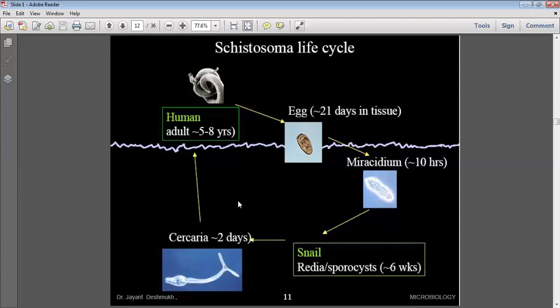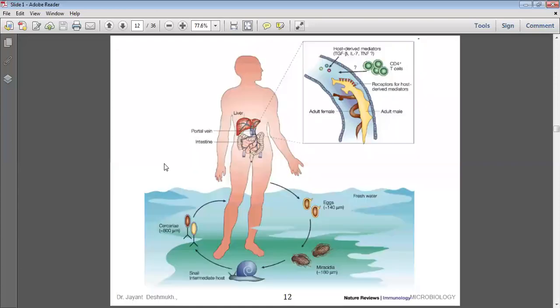Compared with the other trematodes, Schistosoma japonicum and mansoni also, two stages are absent here. Sporocyst and redia are there, but the metacercaria stage is absent. This is the life cycle of Schistosoma haematobium. Again, this is according to the color picture, and this is the site of localization of Schistosoma haematobium: the venous plexus of the urinary bladder. They are present in the blood.